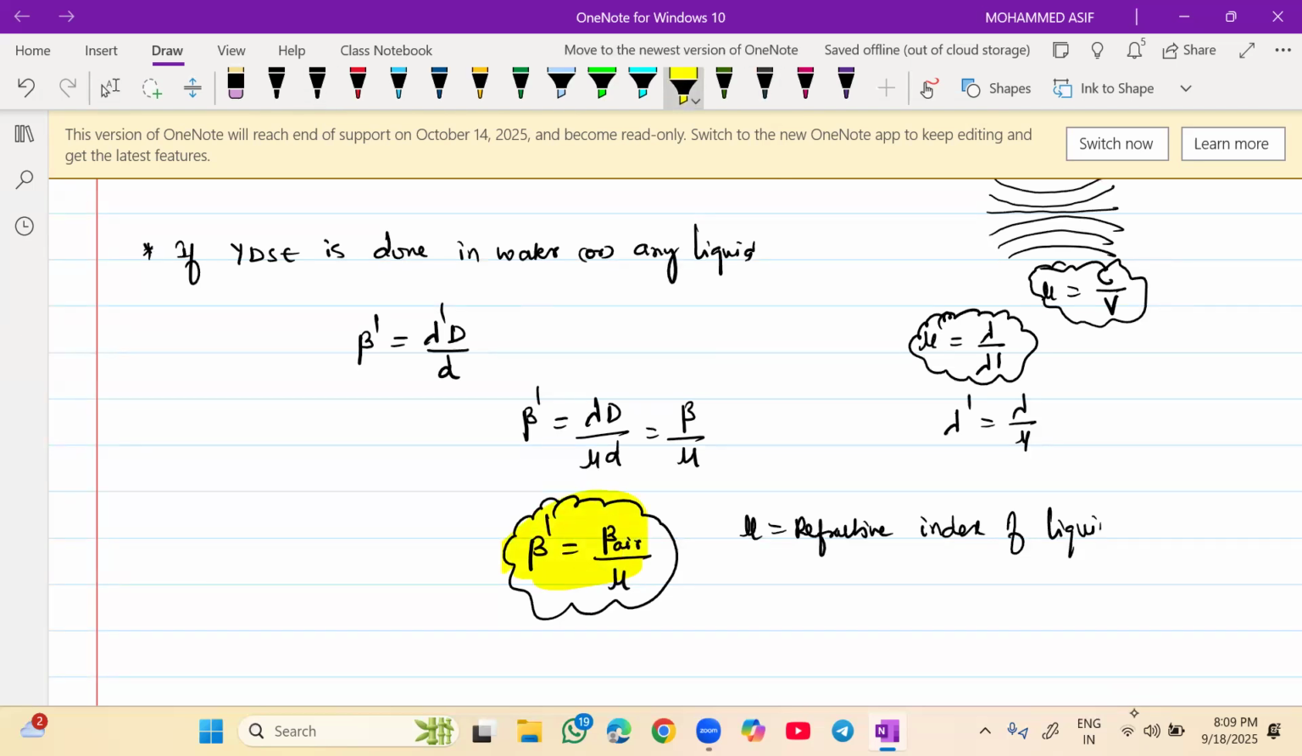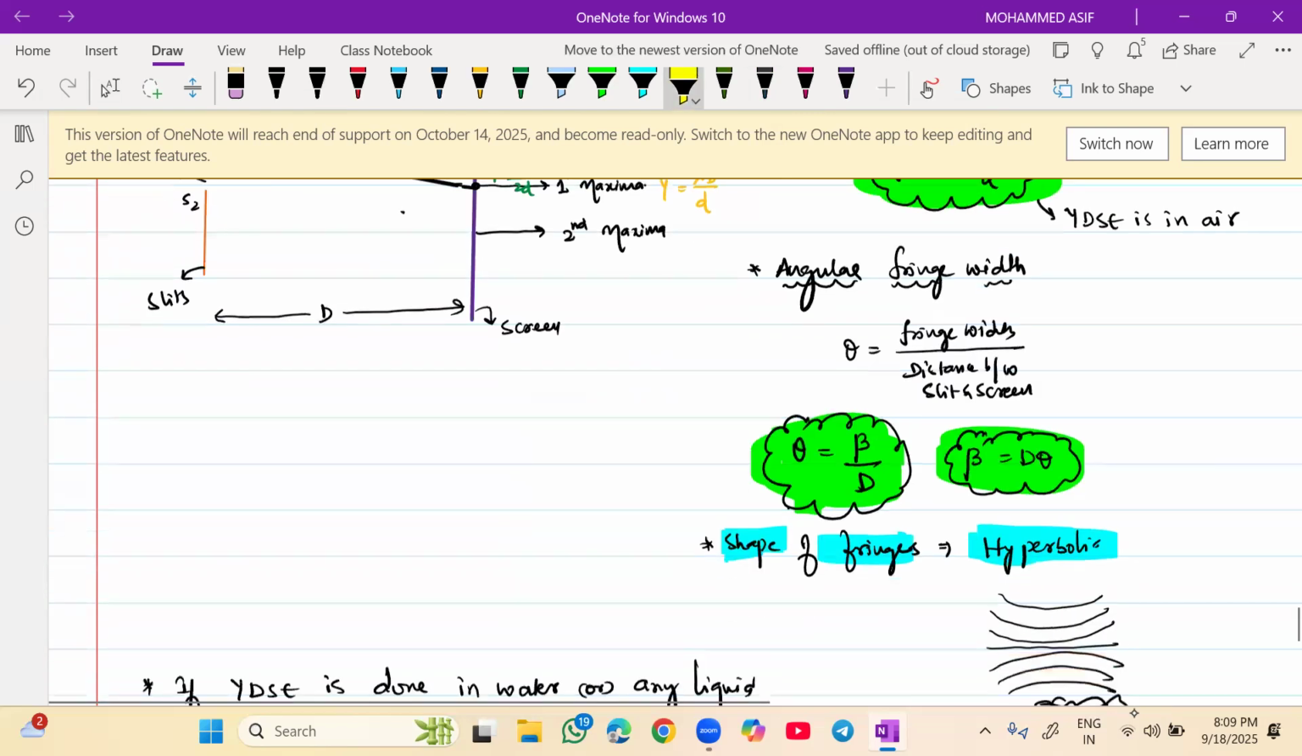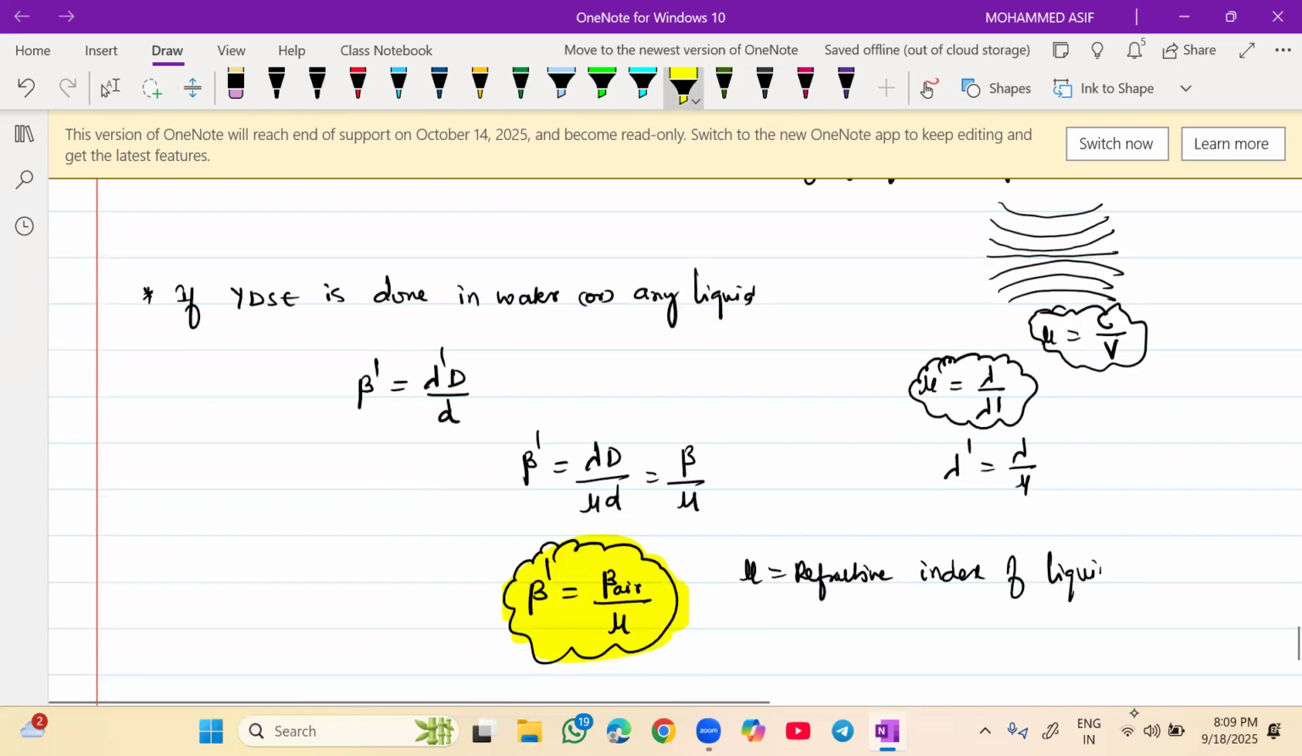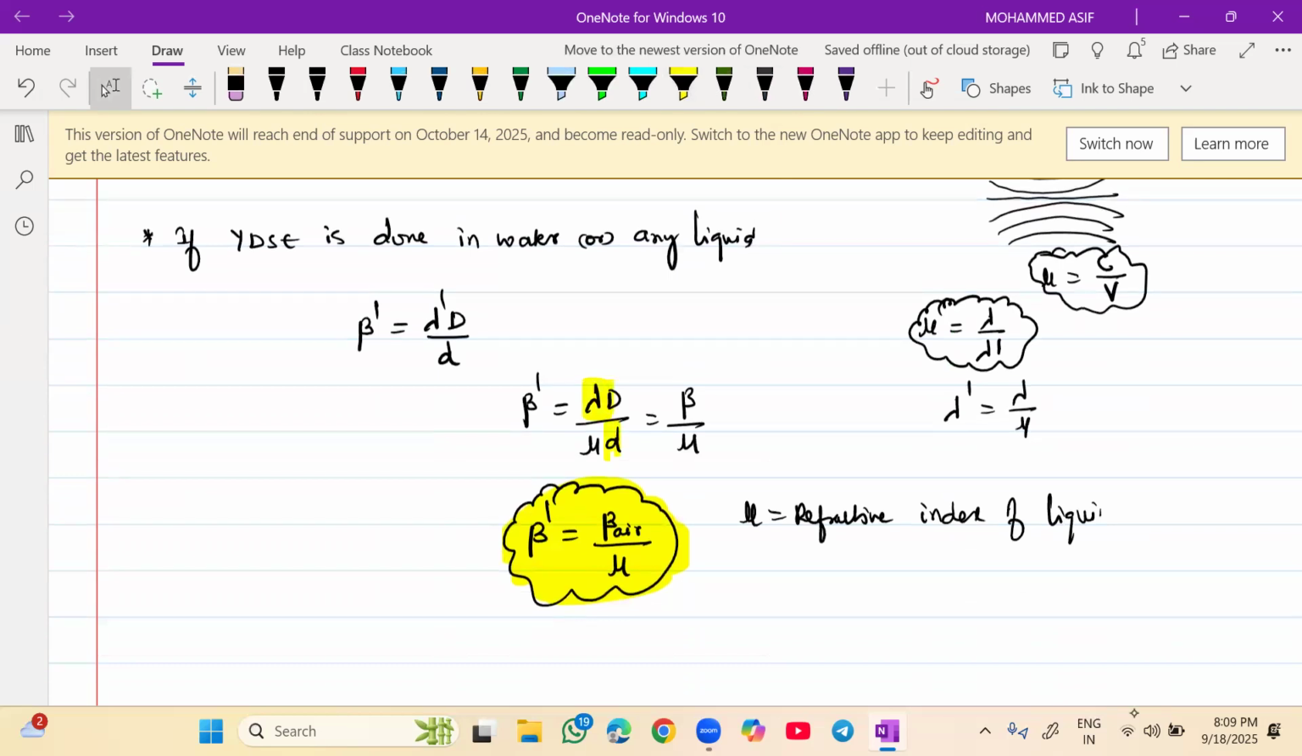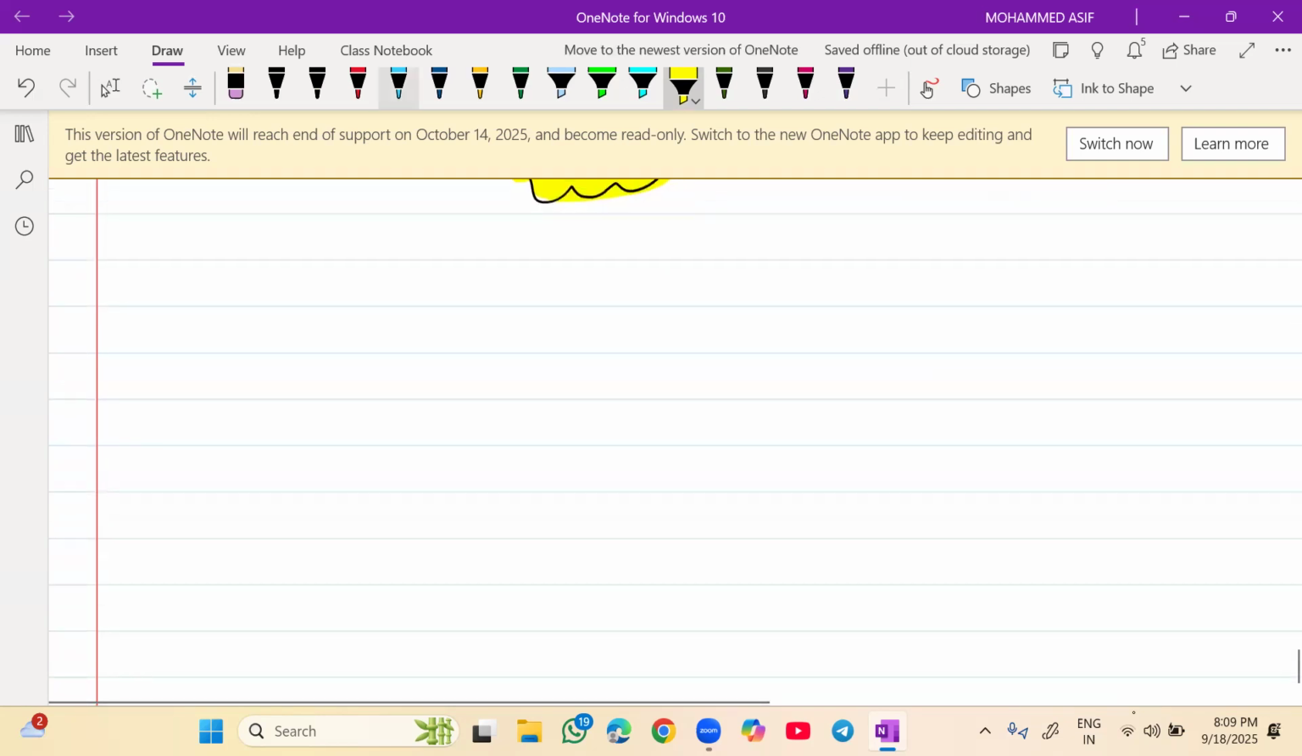क्या समझ में आया? अगर यंग्स डबल स्लिट एक्सपेरिमेंट हम लोग वाटर में कर रहे हैं, तो उसका फ्रिंज विड्थ कितना हो जाएगा? फ्रिंज विड्थ जितना एयर में था, देखो यहाँ पर लैम्बडा डी डिवाइडेड बाय स्मॉल डी, ये बीटा, और ये म्यू एज इट इज है, तो बीटा बाय म्यू हो जाएगा. So whenever it is immersed in water, the new fringe width will be equal to the fringe width in air divided by the refractive index. That will give me the new fringe width in the liquid. समझ लिया? Yes. चलो ये क्वेश्चन कर लेते हैं, so we'll get an idea.